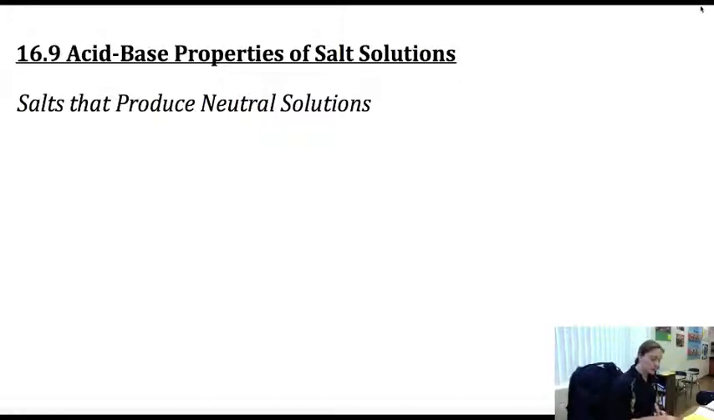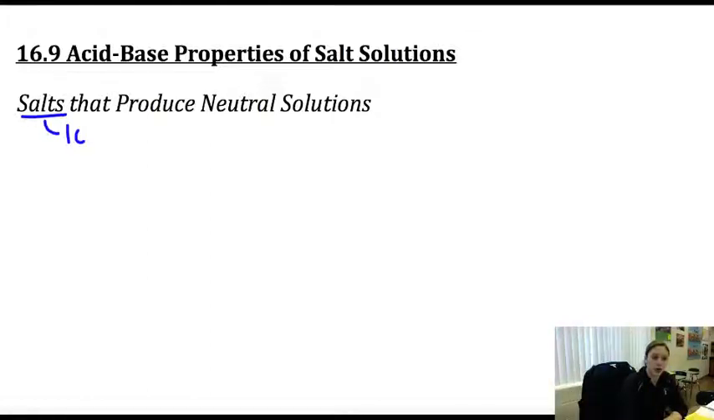Okay, so we're going to start off with the very easy ones here, which are salts that produce neutral solutions. Because if we have these ionic compounds dissolved in water, the positive and the negative are going to split, and so we end up with the positive metal and the negative non-metal in the solution. And when it interacts with water, sometimes it'll make the solution a little more basic, sometimes a little more acidic, and sometimes it'll just be neutral. So we're going to look at which kinds of salts produce these different solutions. And the neutral ones are the easiest ones.